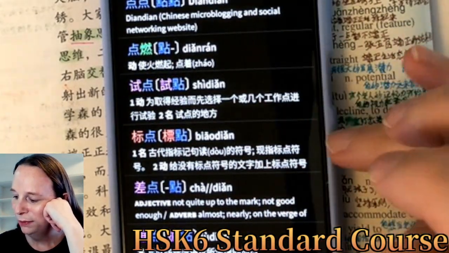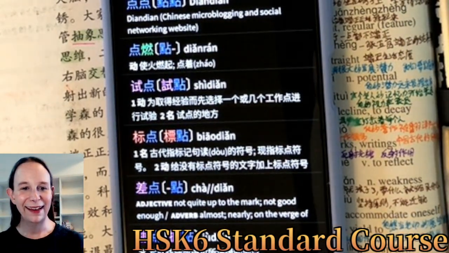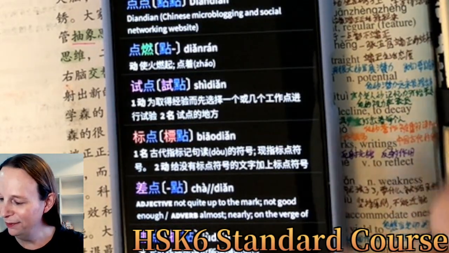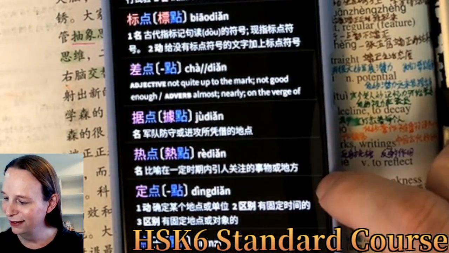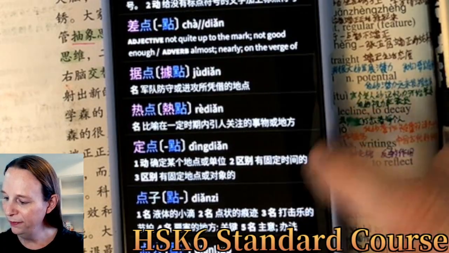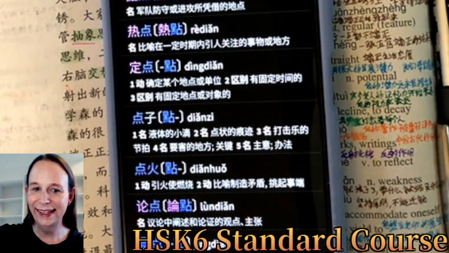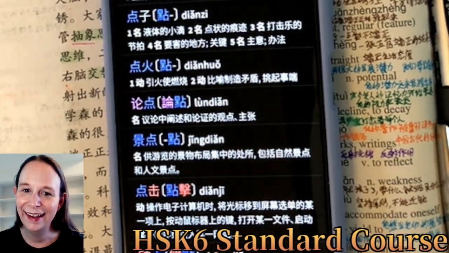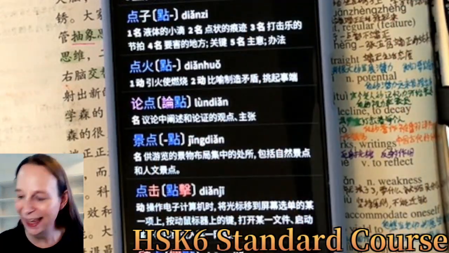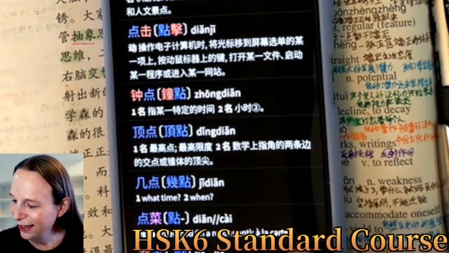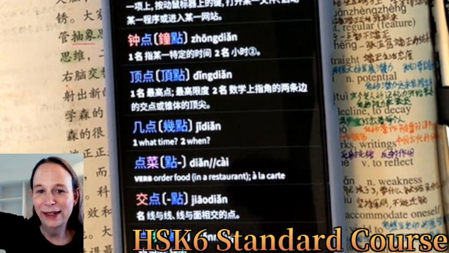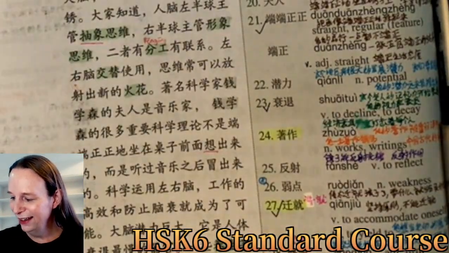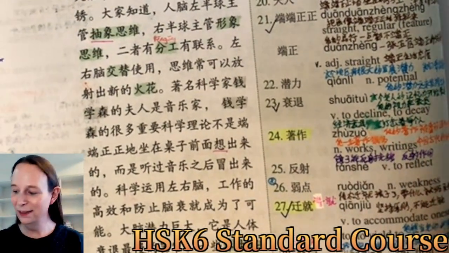序点, I don't know that one. 标点 is 标点符号, so 标点 is a punctuation mark. 标点差点, yeah. 热点, not sure about that one. 定点, appointed, like designated point, that sort of thing. 景点, scenic point, yeah. 论点, it's a point of argumentation. So yeah, 顶点, the point at the top. 最高点, yeah. So 弱点 belongs to that enormous family of words.